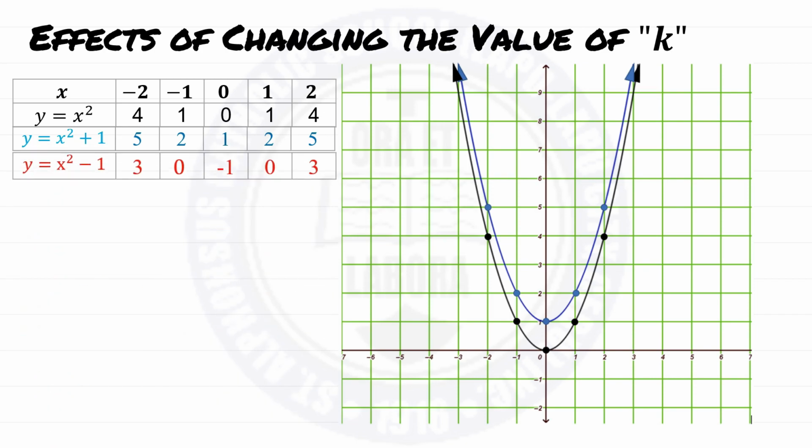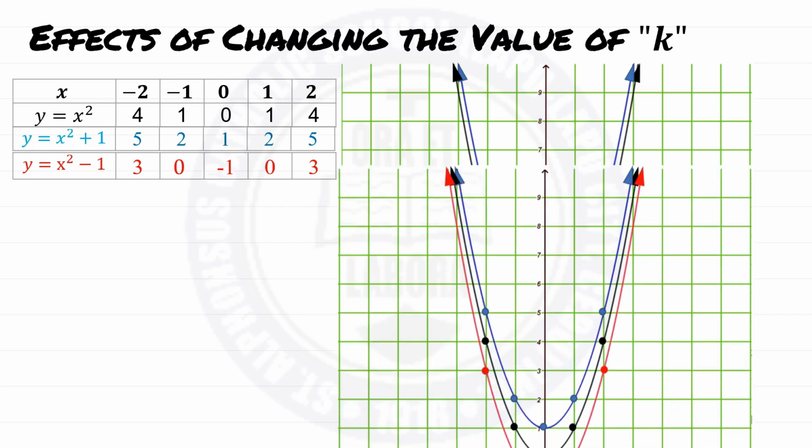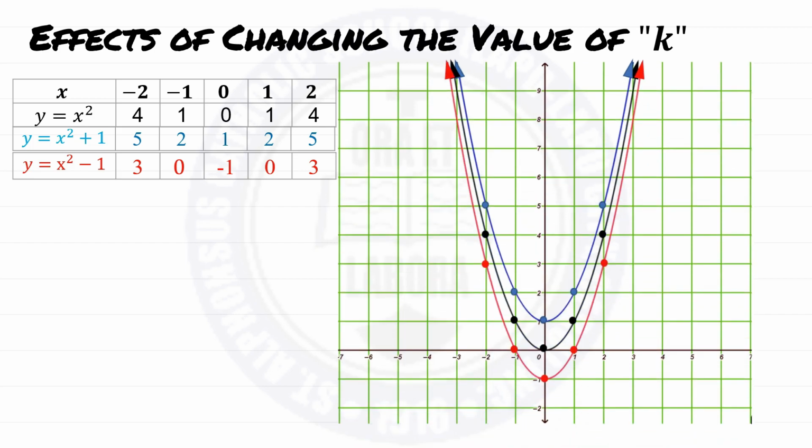Next, y equals x squared minus 1. This time, k is equal to negative 1. So if x is negative 2, y is 3. If x is negative 1, y is 0. If x is 0, y is negative 1. If x is 1, y will be 0. If x is 2, y would be 3. So the red graph represents y equals x squared minus 1.